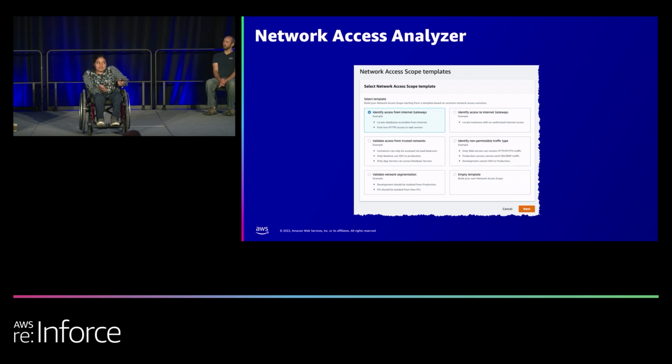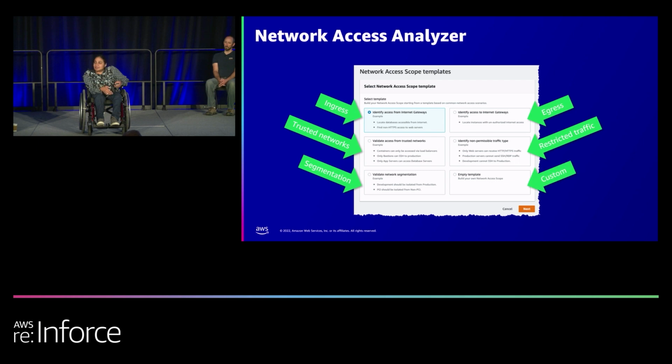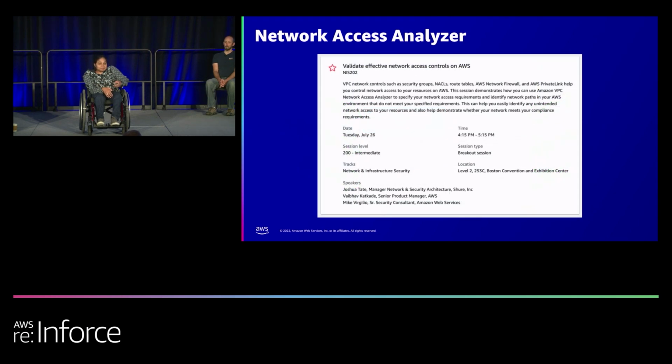Now, I talked about one example. There are many others. When you create a scope, there are a bunch of templates with suggestions on how to get started. It's like a tasting menu of universal statements, just waiting for you. You can make universal statements about ingress, egress, trusted networks, restricted traffic, segmentation, or you can choose your own adventure. If you're serious about knowing the security posture of your network, then I would strongly encourage you to start to use Network Access Analyzer.